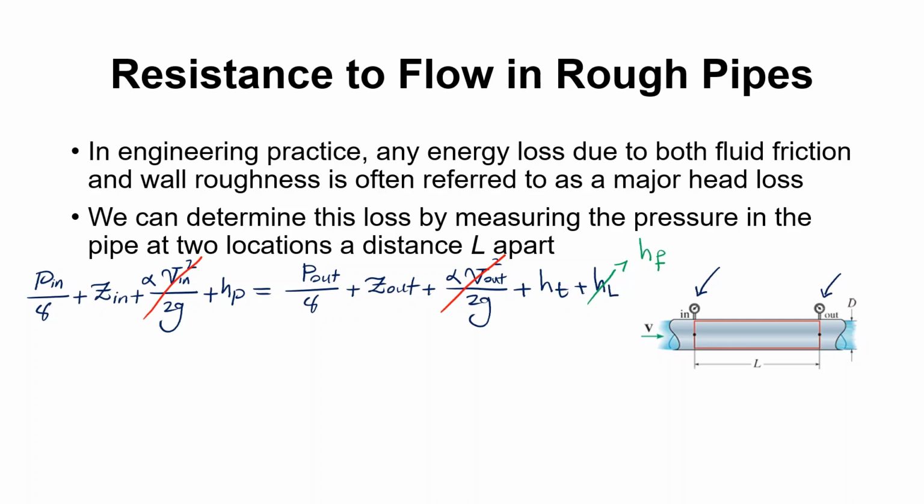Now, also, we know that there is no pump in our control volume, so this would be 0. There is no turbine in our control volume, so this would be 0 as well. Now, I can rewrite this equation down here. It would be pressure head of input plus elevation head of input is equal to pressure head of output plus elevation head of output plus HF. Right?